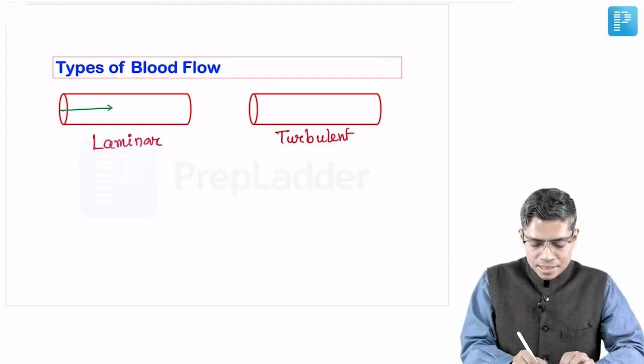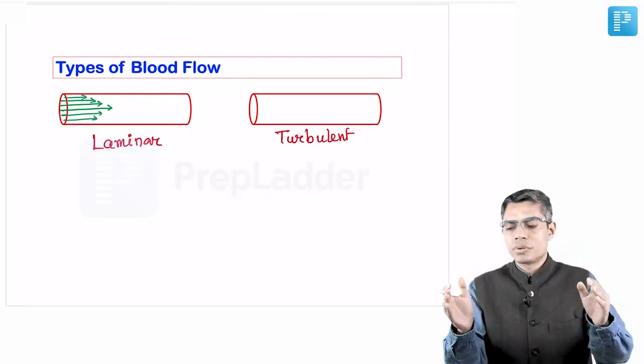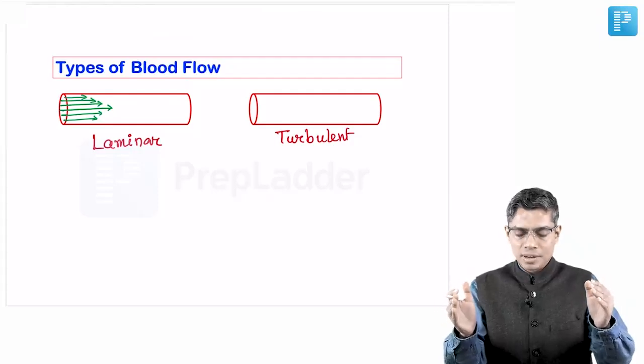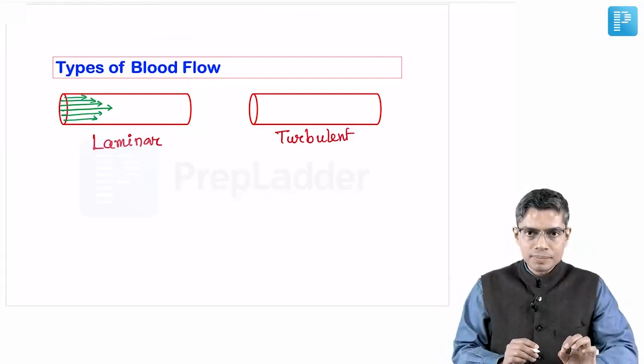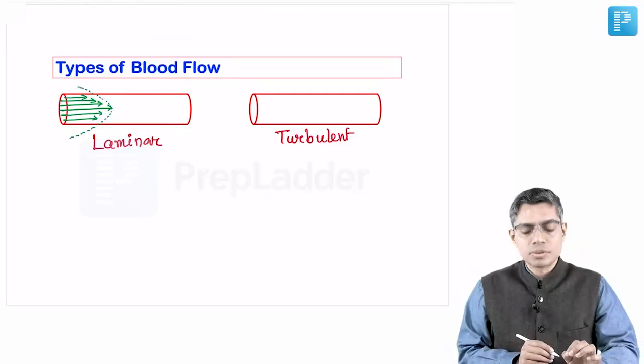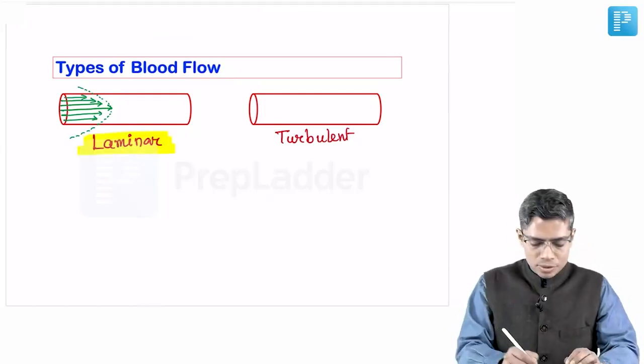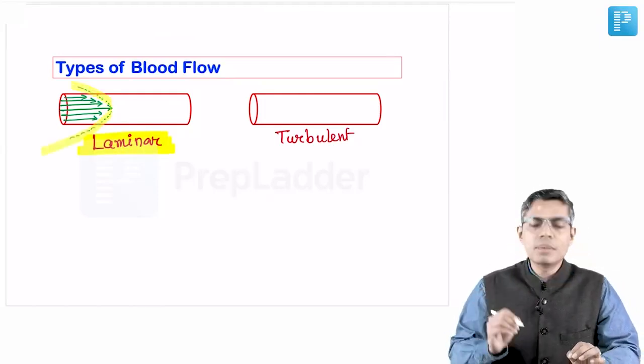So laminar blood flow, if you look at the diagram, you will find that the velocity of blood is maximum at the center of the vessel, and whenever you move from the center towards the periphery, the velocity of the blood gradually reduces. That is due to the frictional force towards the vessel wall, right? Now if you look at the profile of this blood flow, it maintains a parabolic profile. That's why laminar blood flow is known to maintain a parabolic profile. So this is nothing but a parabolic profile of blood flow.